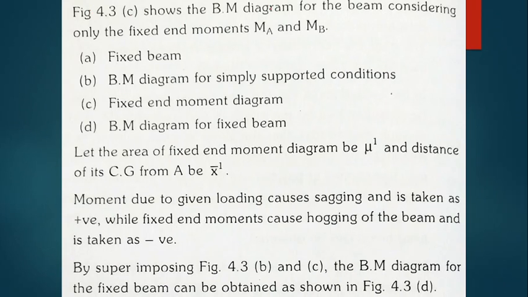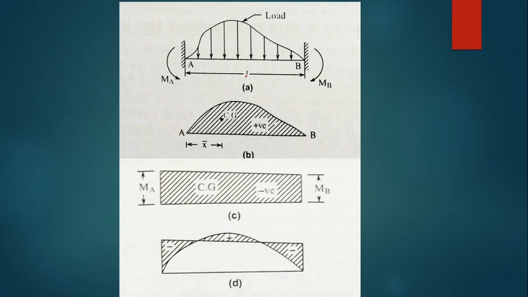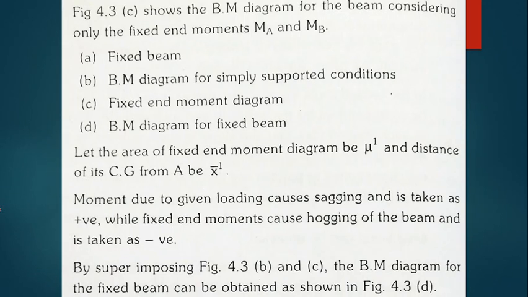The figure shows the bending moment diagram for the beam considering only fixed end moments MA and MB, as we discussed now. These are the four diagrams: the fixed beam, the bending moment diagram for the simply supported condition, the fixed end moment diagram, and the bending moment diagram for the fixed beam. These are the four different diagrams.